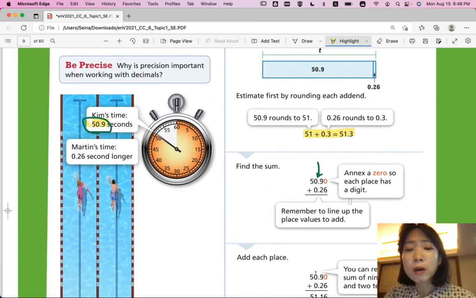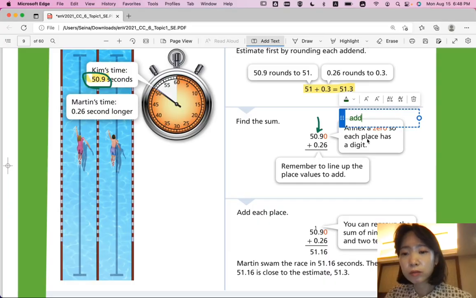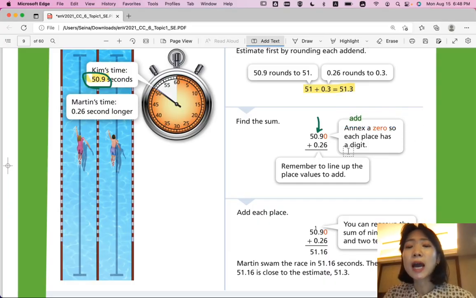So now we're gonna find the sum exactly. 50.9 plus 0.26. You're gonna add them all up, but you have to annex a 0. Annex means add a 0, so each place has a digit, because you want to line up the decimal places. If you look at the decimal point, they have to line up when you're adding or subtracting. So you're adding the same place values. 0 and 6 here are both on the hundredths place of the decimal, so you can add them up.